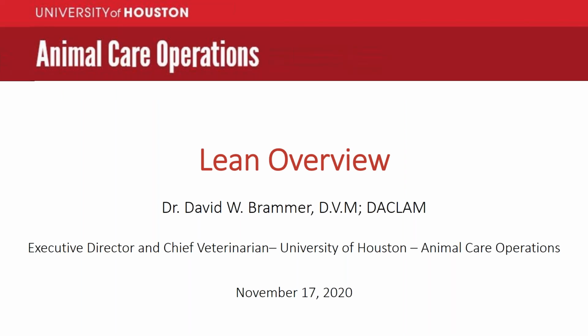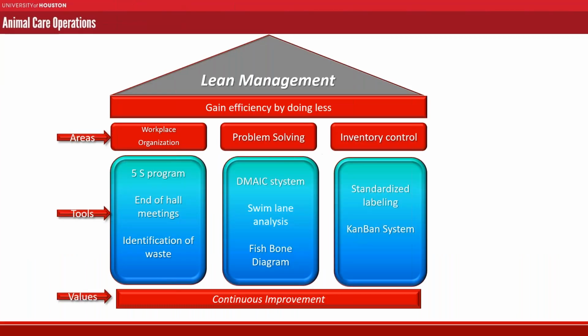Over the next several minutes, we'll take a look at what Lean looks like, some of the advantages of Lean, and why it is advantageous to start that in your department. If we had to look at Lean as a complete overview, Lean management would be similar to a house with the foundation based on continuous improvement. And continuous improvement is really the key to incorporating Lean into your organization.